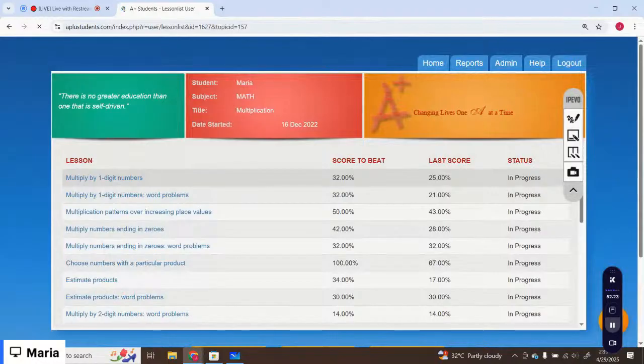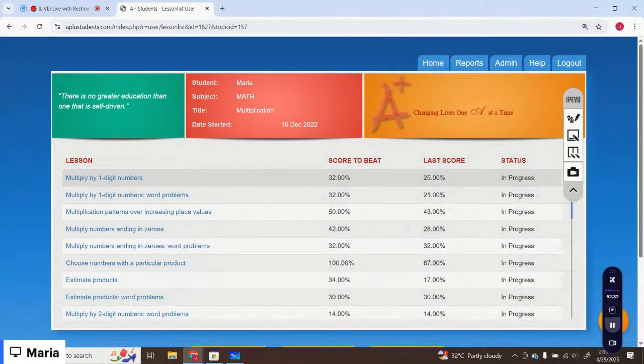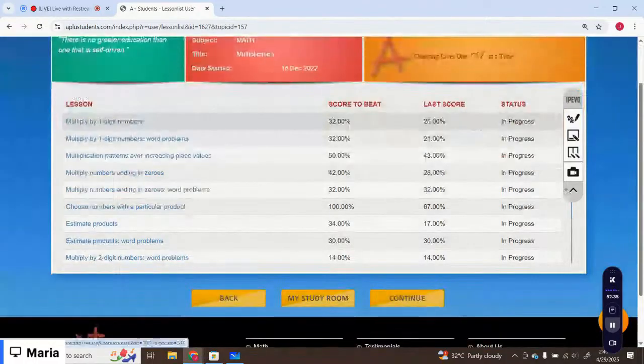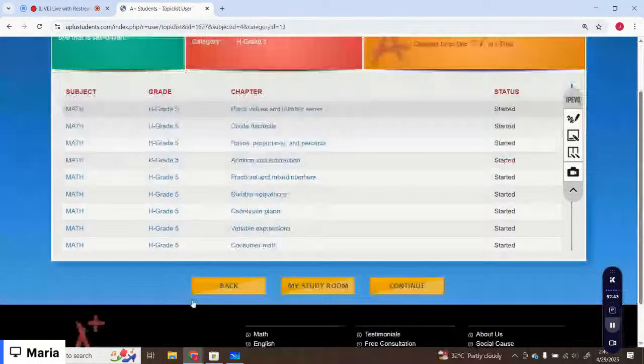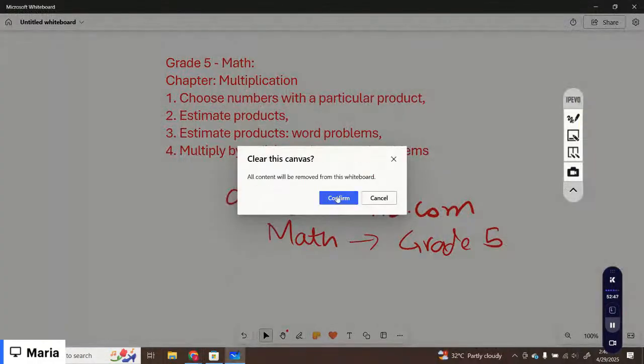The lessons we have covered today are choose numbers with a particular product, estimate product, estimate product word problems, and multiply by two-digit number word problems. So please make sure before the next session you complete all the practice questions for the lessons. That is your homework until next session.